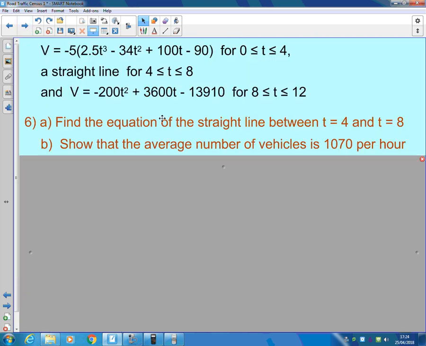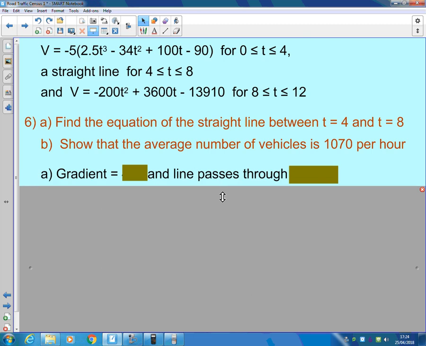Next question, almost finished now, last bit. Still the same question as before, still exactly the same, from 0 to 4, one equation, straight line, then another. Find the equation of a straight line between it, and then show the average number of vehicles is 1,070 per hour. On this page, I'm going to do that bit, and the next page, I'll do this bit. Find the equation of a straight line between t equals 4 and t equals 8.